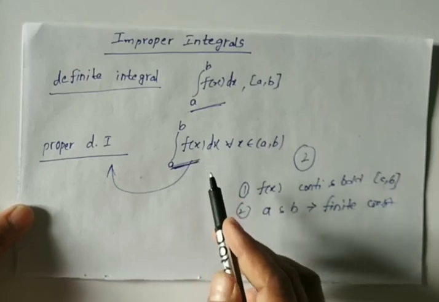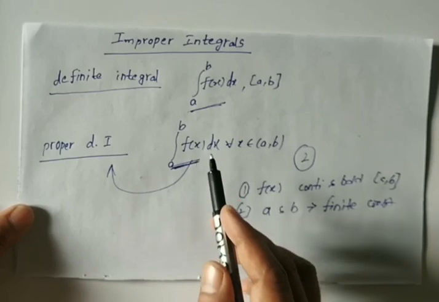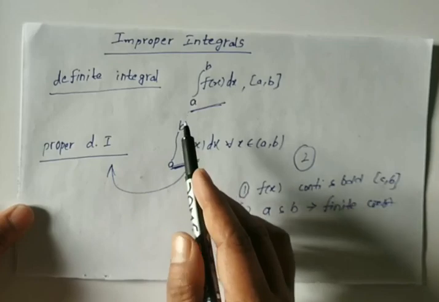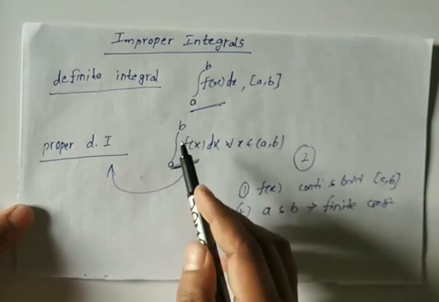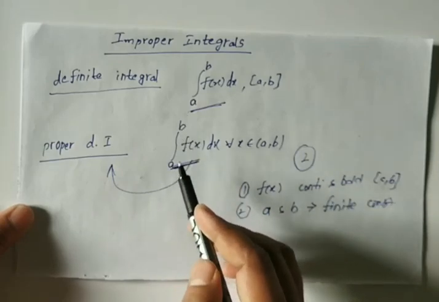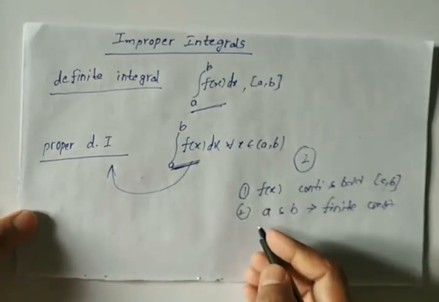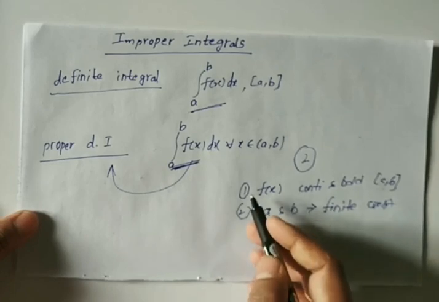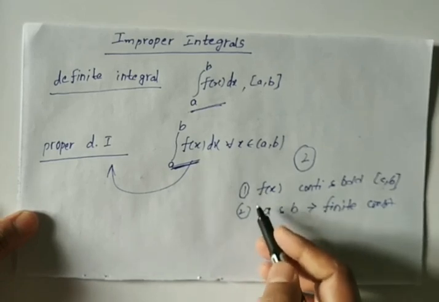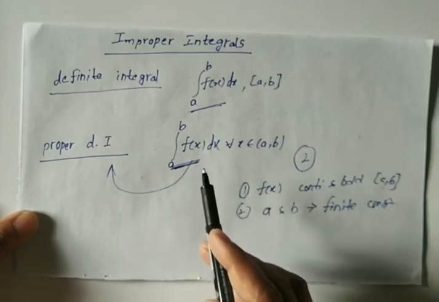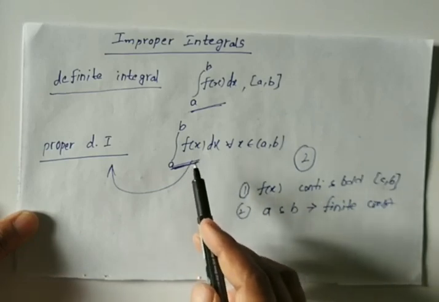In a proper definite integral, f of x must be continuous and bounded on the closed interval a comma b, and a and b must be finite constants. Here, if at least one of the conditions is not satisfied, then such a definite integral is called an improper integral.